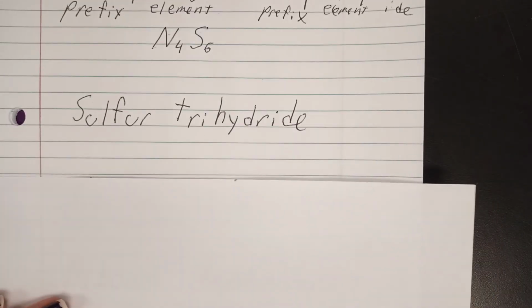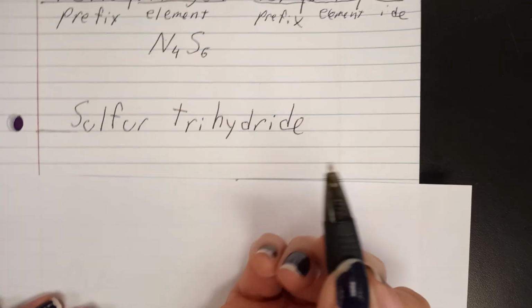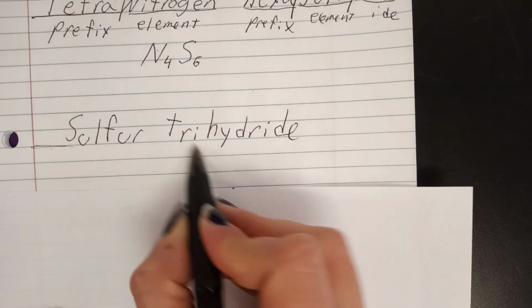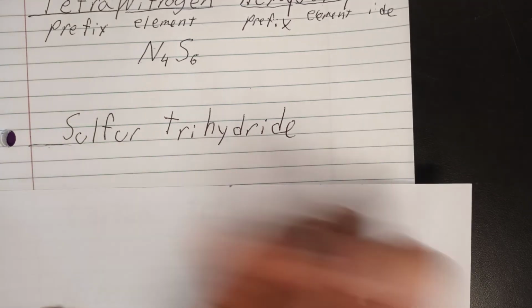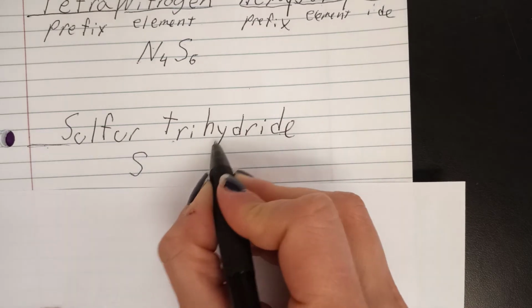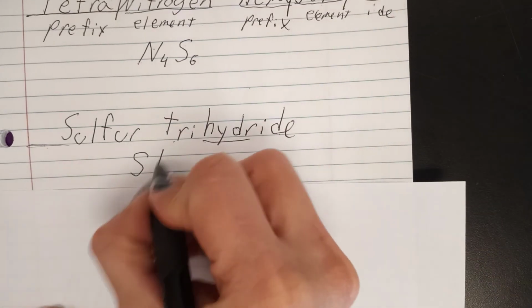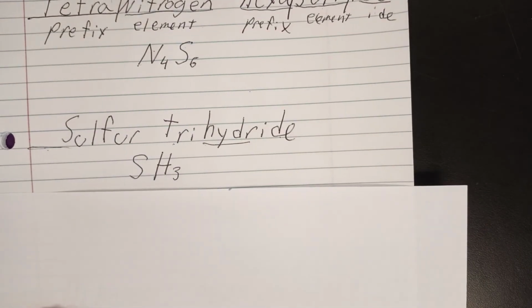So if I had sulfur trihydride, you'll notice that there's not a prefix here. We never start the name with a mono. We might put a mono here, but we won't start the name with a mono. If there's nothing here, there's simply one of them, S. Trihydride, that's going to be hydrogen. That's the closest thing we've got. And I simply have 3 of them. That's all there is to these things.